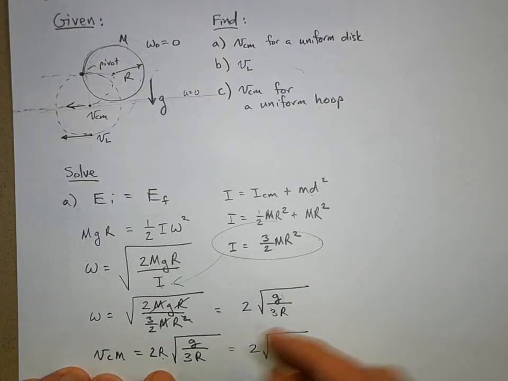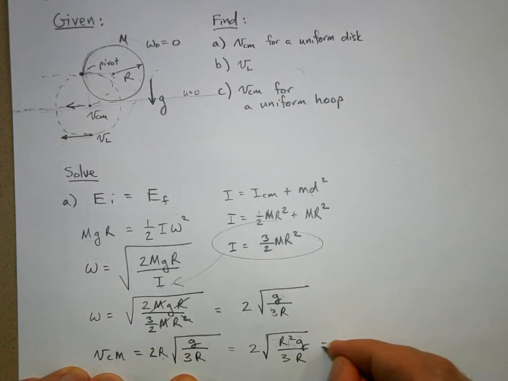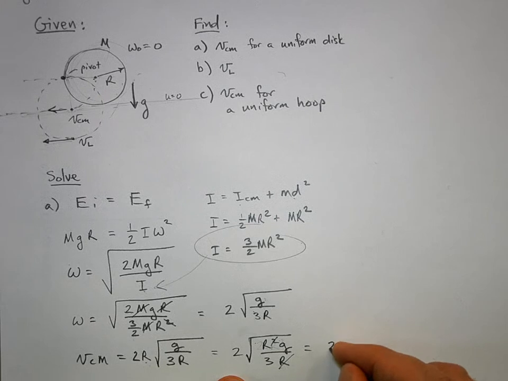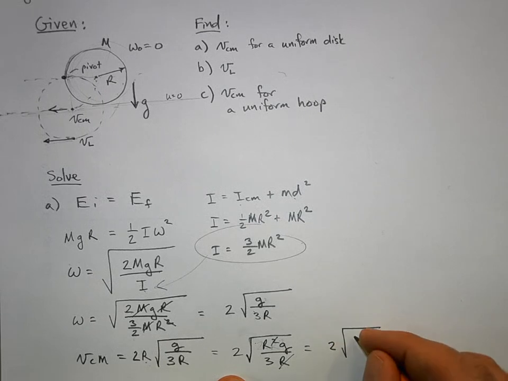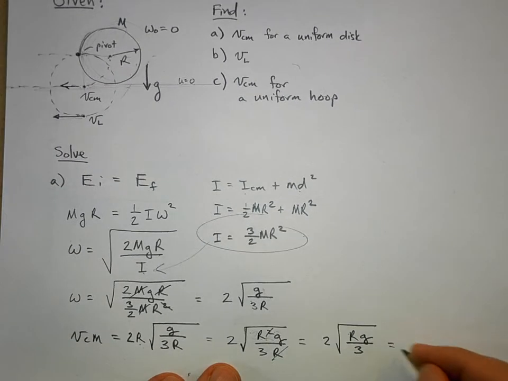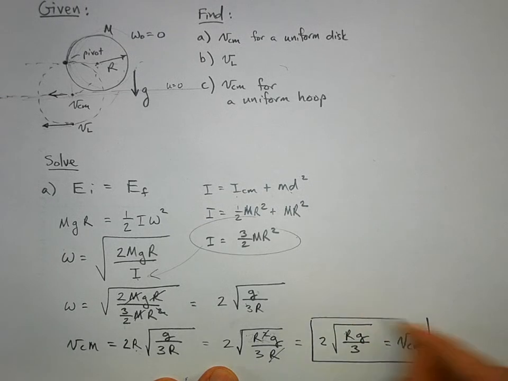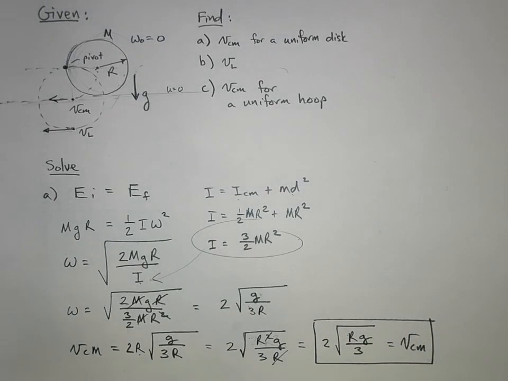We'll put that in the radical by calling this r squared, g over 3r. And so now I can cancel this r with that. So I've got 2 times the square root of rg over 3. And that's the velocity of my center of mass. Is that correct? That's right.